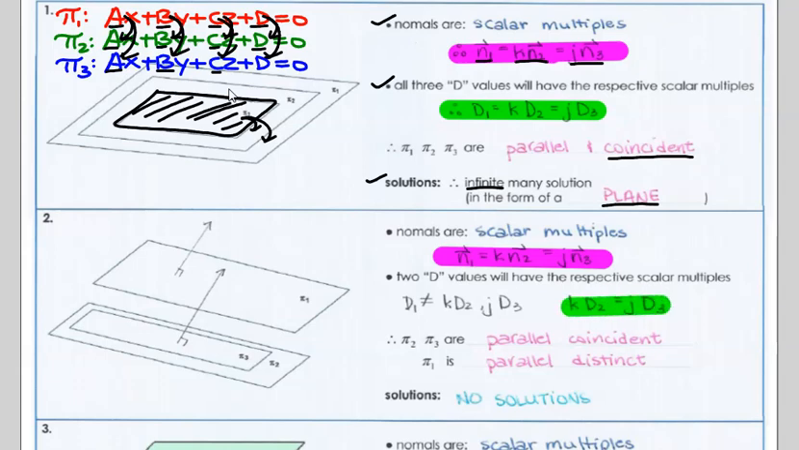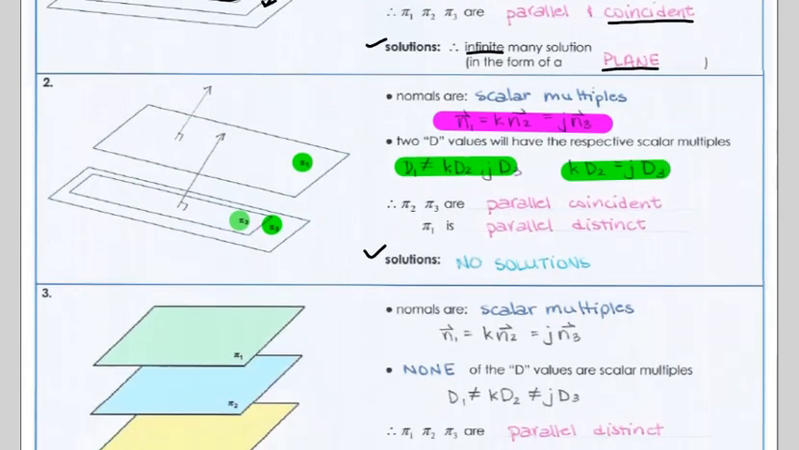Only 2 and 3 are. And that makes sense because planes 2 and 3 are coincident to each other, whereas plane 1 is distinct. And that means that you'll see the scalar multiple is actually not existent for plane 1 compared to both of the other planes. Okay? In this case, you actually don't have any solutions because there are no points that exist on all 3 planes at the same time.